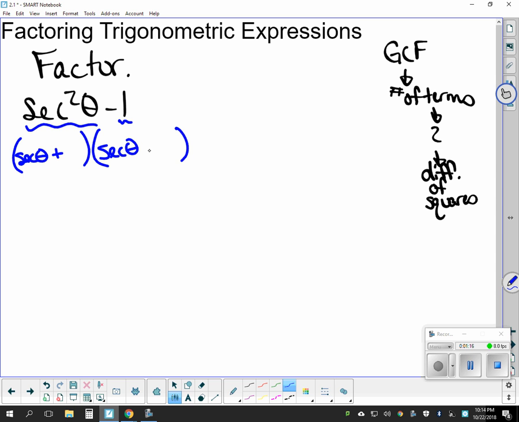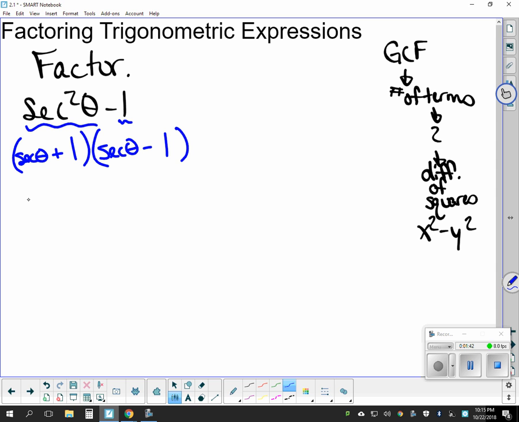One has a plus, one has a minus. And what do you square to get 1? You square 1. Done. Can't factor any further. That is your answer. Okay, so you almost have to think of these as just regular polynomials. This has the polynomial form x squared minus y squared, which is a difference of squares.